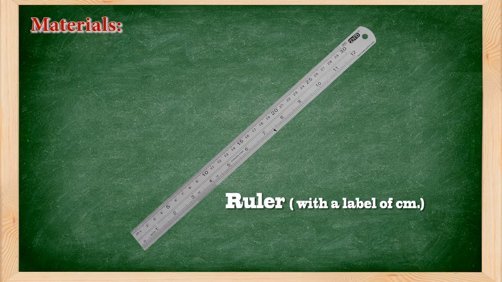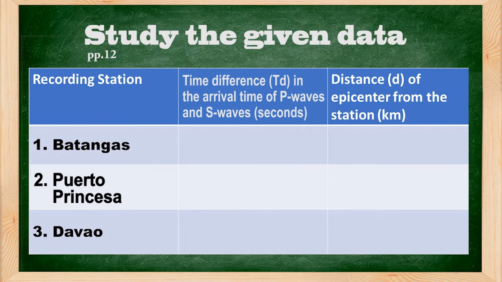On page 12 of your module, perform the following procedures. Number 1. Study the given data on screen showing the time difference in the arrival time of P waves and S waves on 3 seismic recording stations. For the time difference or TD in the arrival of P waves and S waves in terms of seconds, we have 44.8 for Batangas, 32 for Puerto Princesa, and 38.4 for Davao.